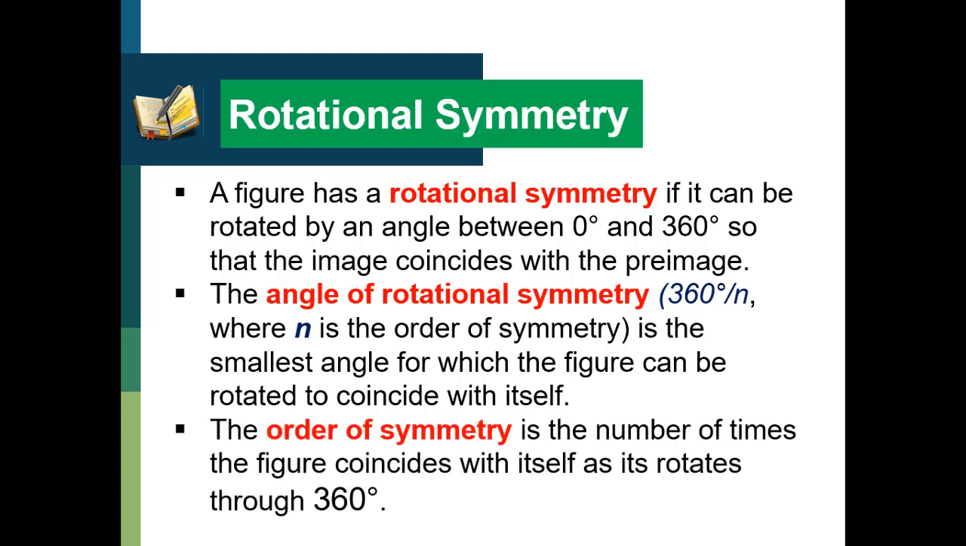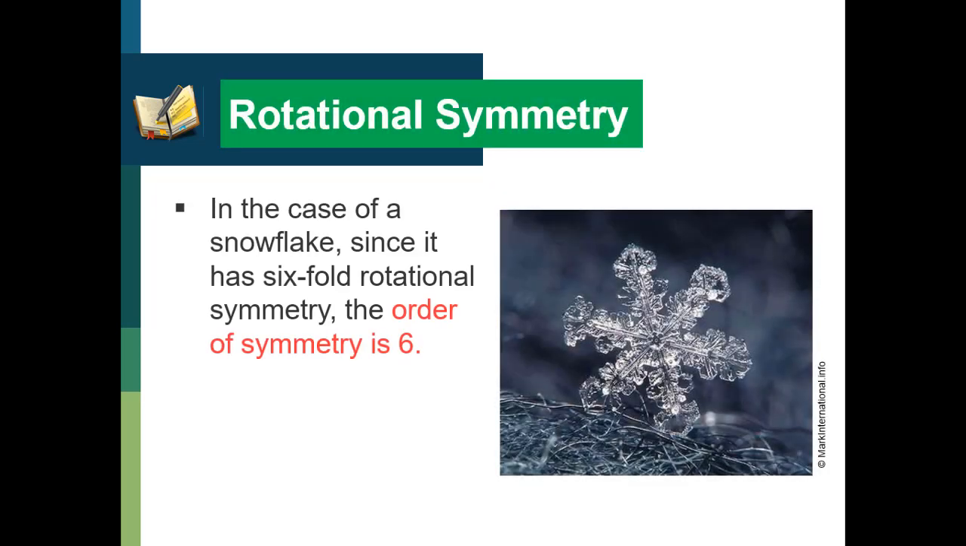What is that order of symmetry? The order of symmetry is the number of times the figure coincides with itself as it rotates through 360 degrees. For example, before an object reaches 360 degrees, it coincides with the original image 3 times before it reaches 360 degree. Therefore, the object has 3 as the order of symmetry. Did you get it? So for a clearer explanation by an example, so let's try to apply it to a snowflake.